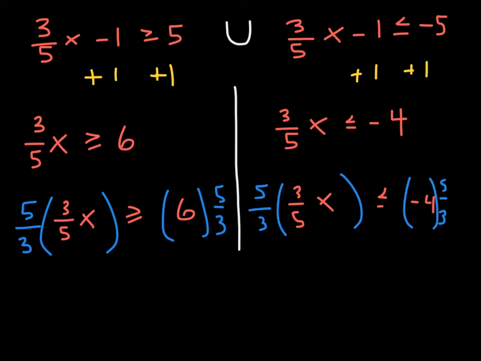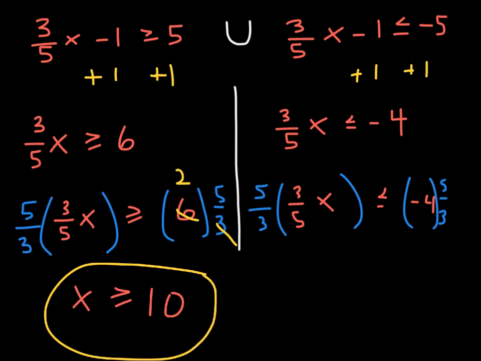Now remember that the product of any number and its reciprocal is just 1. So this is just 1x here. So just x is greater than or equal to, and I always cross cancel if I can. 3 goes into 6 twice. So you get x is greater than or equal to 2 times 5, which is 10. All right, so this one is done.